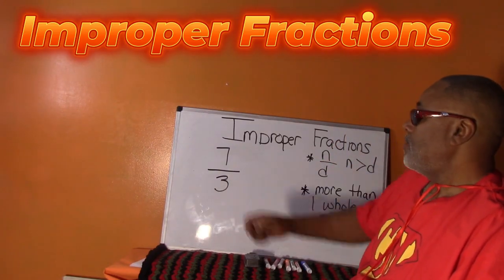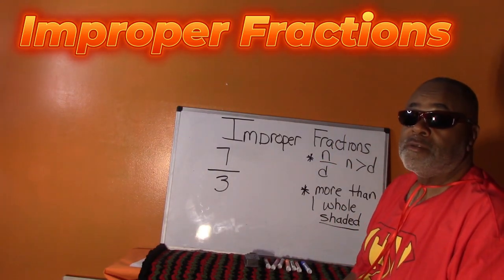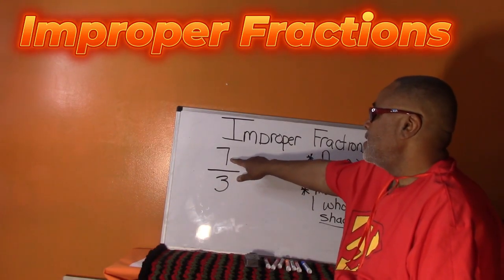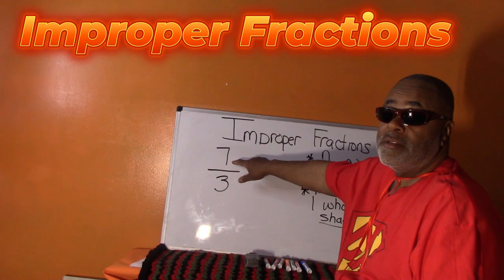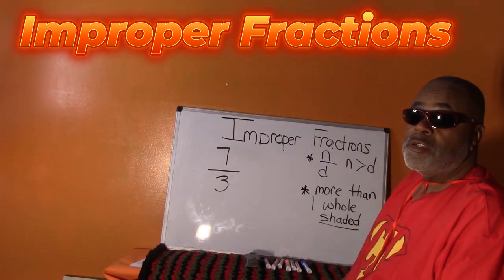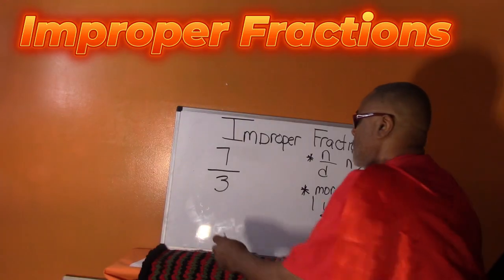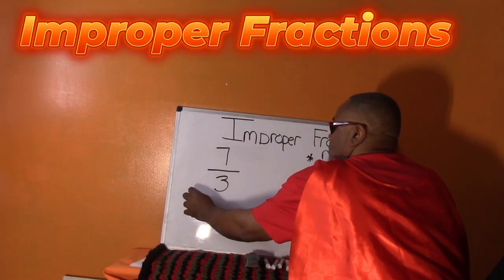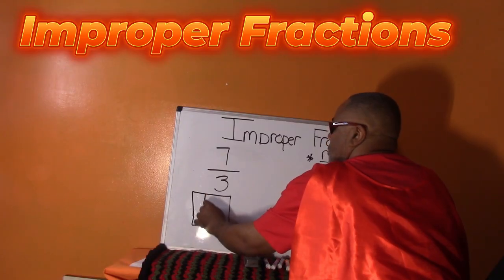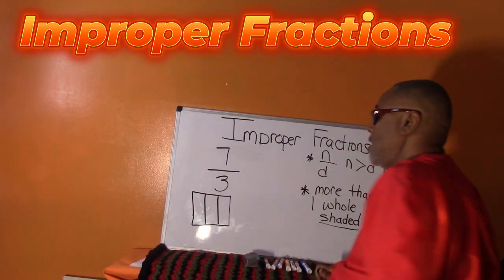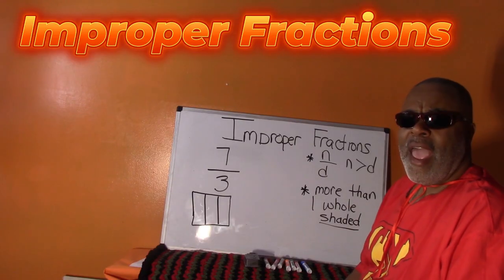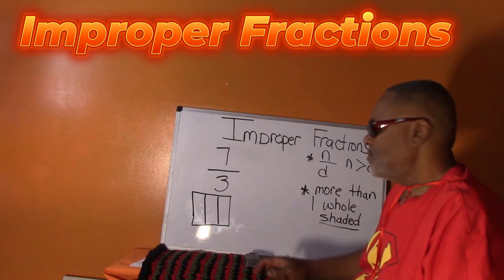So here's an example of an improper fraction. And what does it say? It says that I need 7 parts shaded and it's cut into 3 equal parts. So let's draw it out. Okay, I like rectangles. Is that cut into 3 equal parts? Yes. Let's see if we can shade in 7 of them.